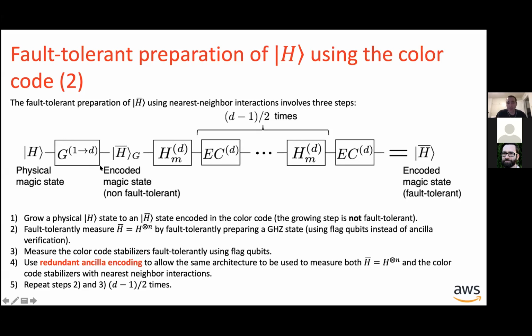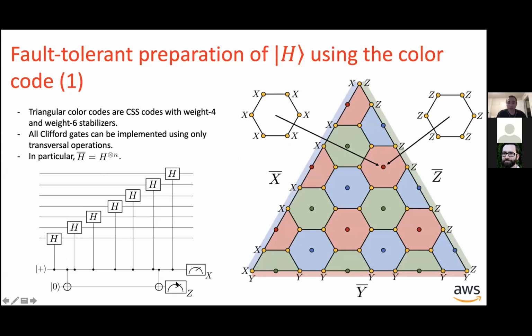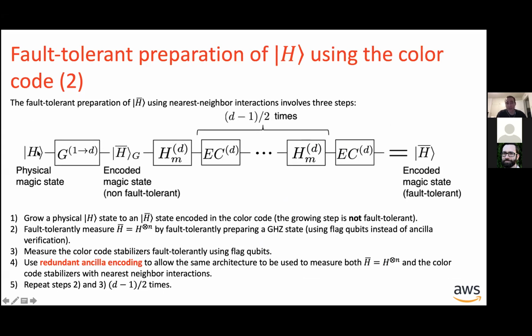And then the second step is to measure the Hadamard operator. So for instance, implement some circuit like this to detect logical failures that can happen on these H states during the growing process. And then of course, the third step is to do a round of error detection. So we're going to measure the stabilizers, the X and the Z stabilizers of the color code to detect additional errors.